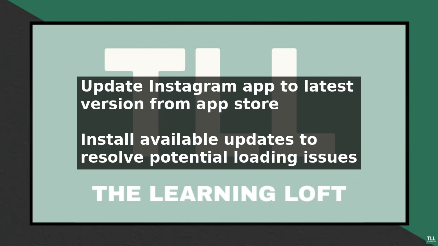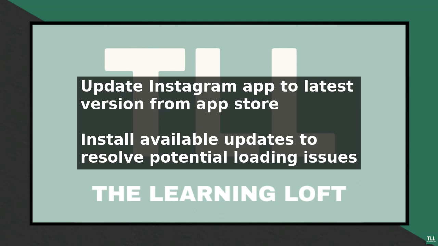Another step is to clear the Instagram app cache. The cache can sometimes become corrupted and cause issues with loading story highlights. To clear the cache, go to your device settings, find the Instagram app, and select the option to clear cache.